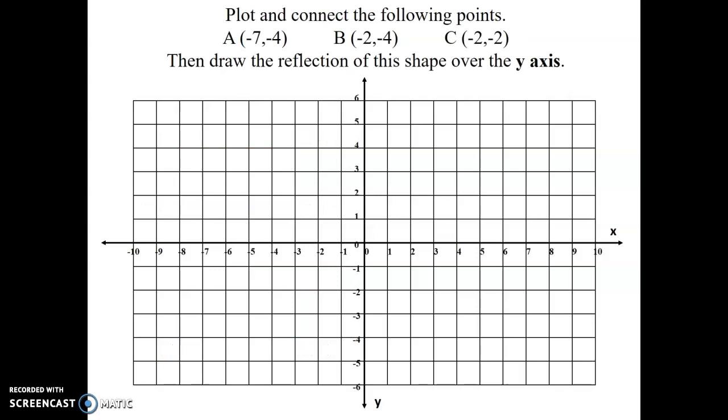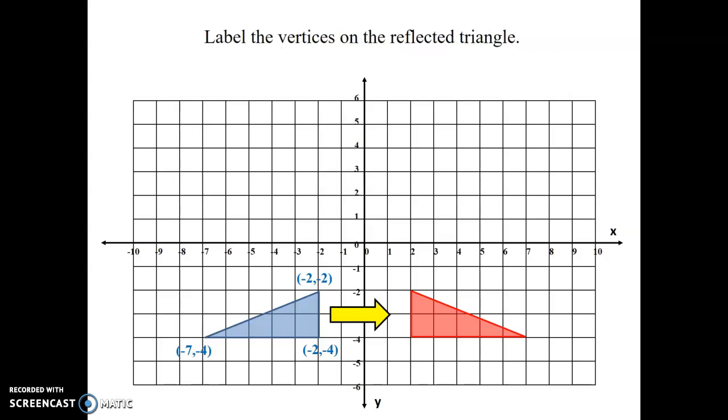Let's try plotting this figure. Okay, we have a triangle. Now reflect that over the y-axis and list its ordered pairs. Okay, let's see how you did. When I flip it over the y-axis, that's a horizontal flip. I'm going to get a mirror image of my original, and my ordered pairs are going to be 7, -4, 2, -4, and 2, -2. Notice this time when I flipped over the y-axis, my y coordinates stayed the same, but my x coordinates became the opposite of the original.